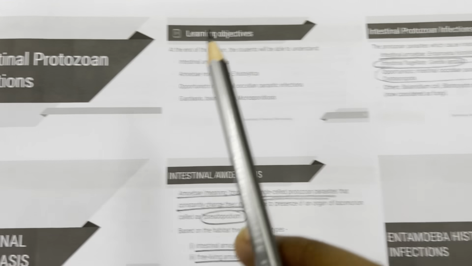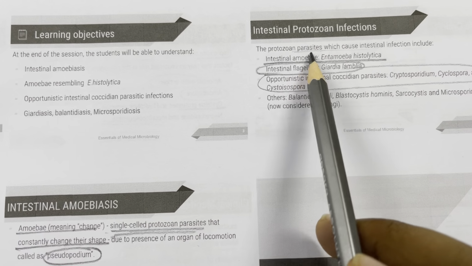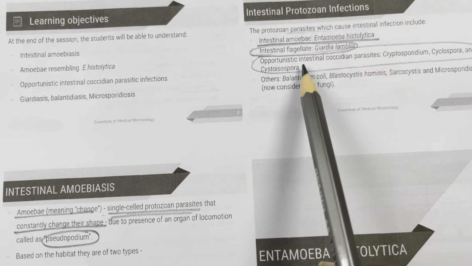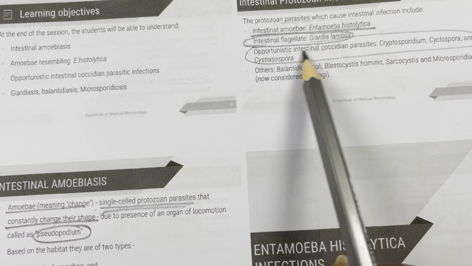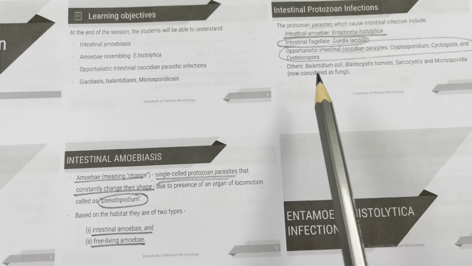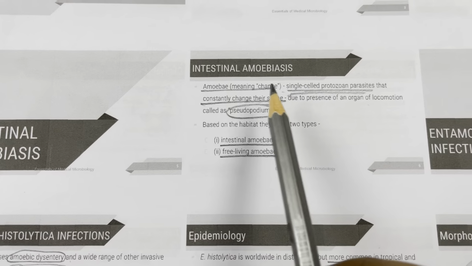Now let's discuss intestinal protozoan infections. The protozoan parasites causing intestinal infections are intestinal amoebae, so Entamoeba histolytica, flagellates, so Giardia lamblia, and opportunistic intestinal coccidian parasites, so Cryptosporidium, Cyclospora, and Cystoisospora. Next, intestinal amoebiasis. So amoebae means change.